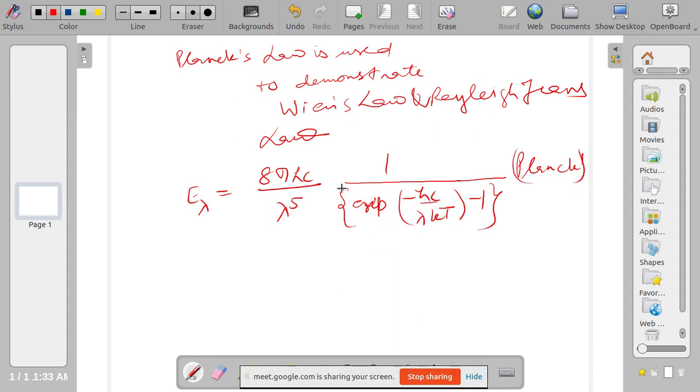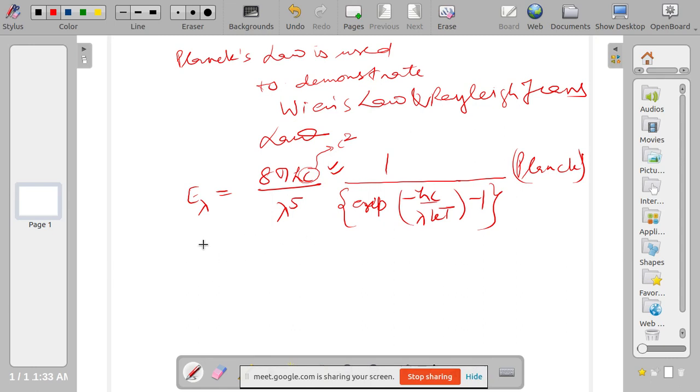Yes, in some books, here c square is written in place of c. In certain texts it is written as c square, but the actual value here will be c. I confirmed it from the paper that Max Planck wrote on this, right? So here it will be c. In the earlier lecture I had written c square here, but the actual value is c.